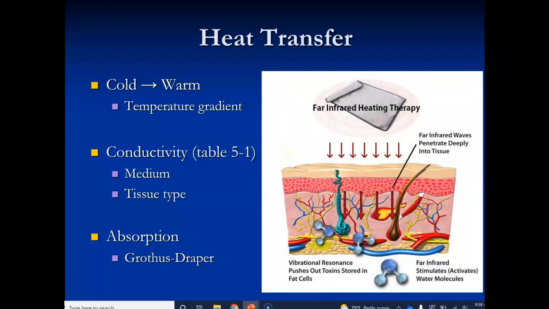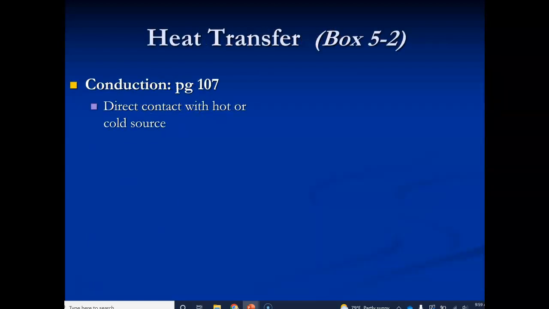And the book talks about a number of different things. Table 5-1 gives you an idea of some of the different types of tissue that the energy is trying to get through to where we're going. Box 5-2 is like 3 pages worth of box. It's like the biggest box of information ever, but it goes through some of the main ones.